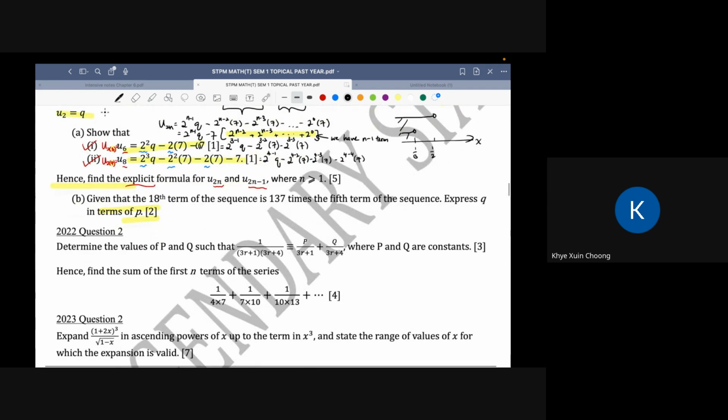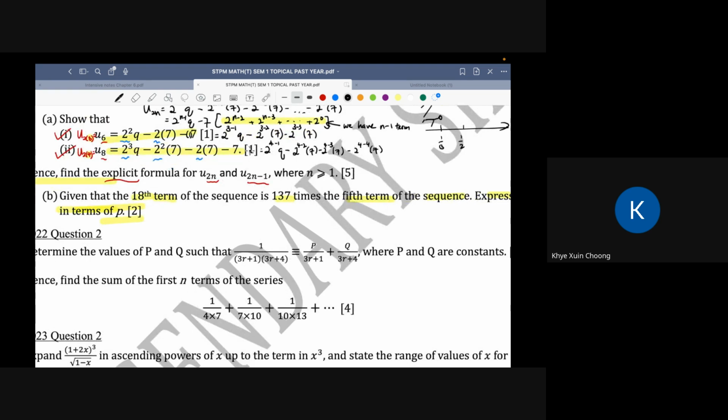Given that the 18th term of the sequence is 137 times the 5th term of the sequence, express q in terms of p. So if you manage to get the formula for the previous part, then how to do this? This is actually like the marks for those who are able to get the previous part. They say since you tried so hard, I give you 2 more marks. So if you are able to do the previous part, this is actually quite easy because you just write out what it says.